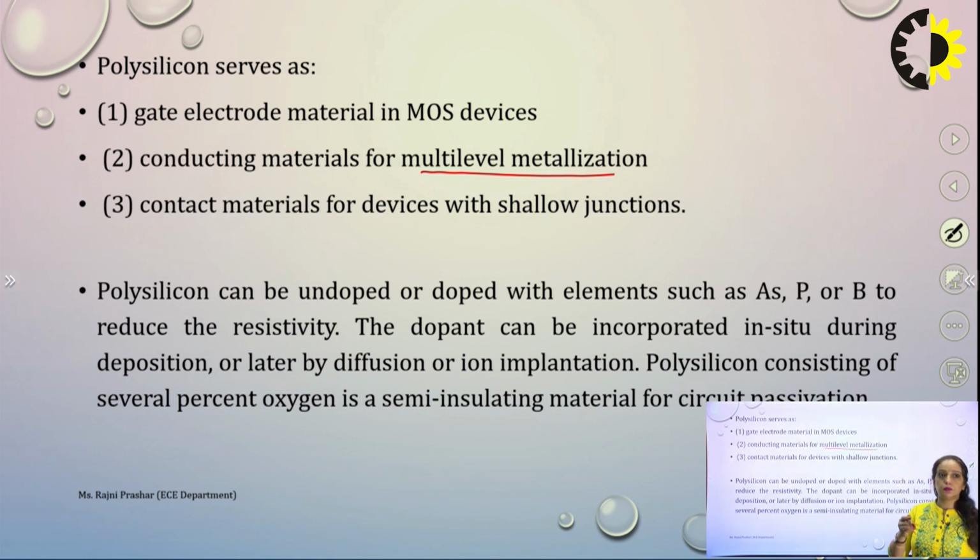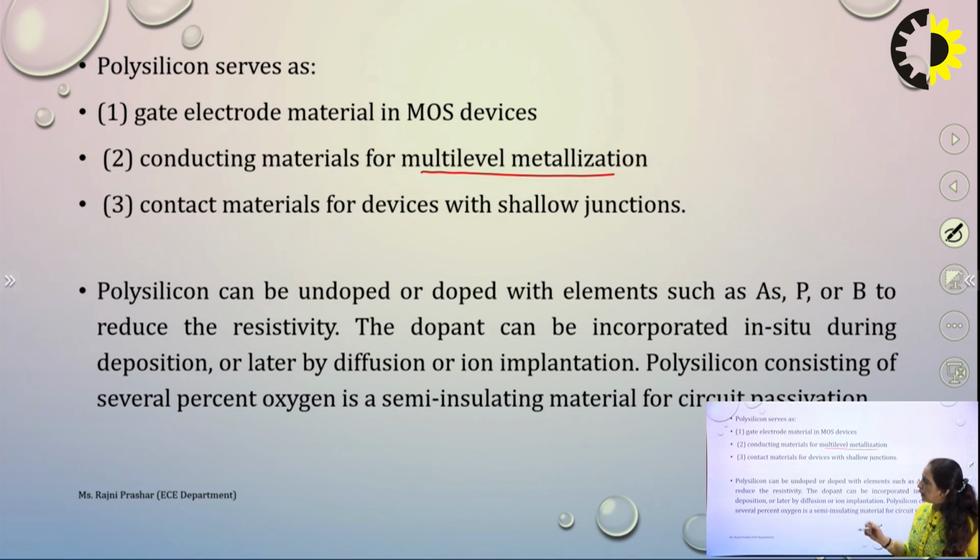Next are the conducting materials used for multi-level metallization. Multi-level metallization is needed because we are using millions and billions of transistors in VLSI and ULSI technology, so it is not possible to wire the complete circuit with a limited number of wires. These days we are working with up to 9 metallization layers. The metallization is done in such a way that the first level is horizontal, then the second layer is vertical, the third again horizontal, and the fourth again vertical. This way we generally do multi-level metallization.